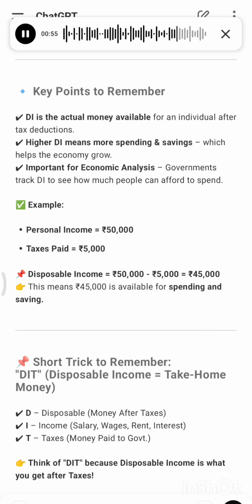Short trick to remember: DIT. Disposable income is take-home money. D, disposable, money after taxes. I, income, salary, wages, rent, interest. T, taxes, money paid to the government. Think of DIT because disposable income is what you get after taxes.